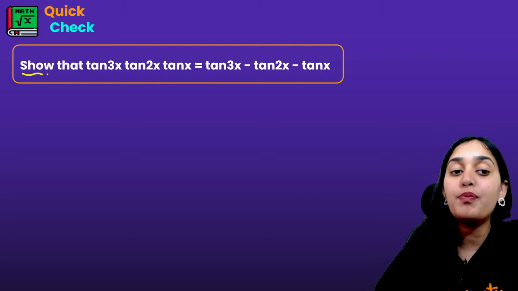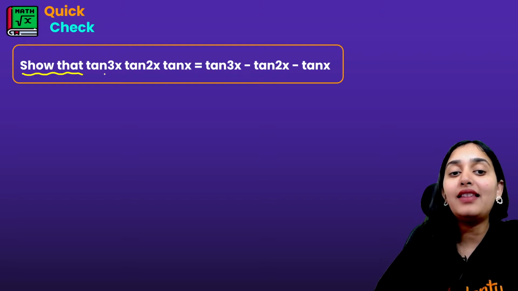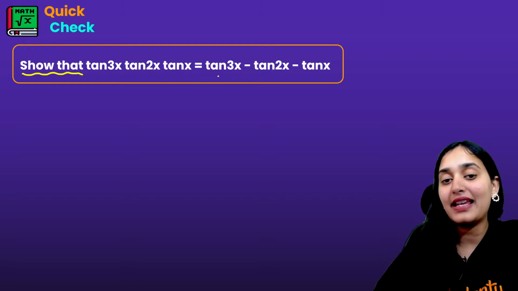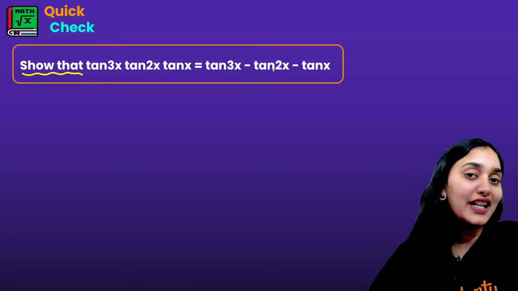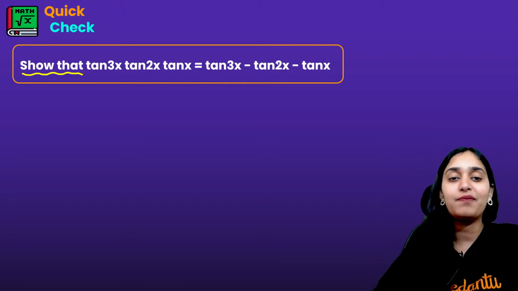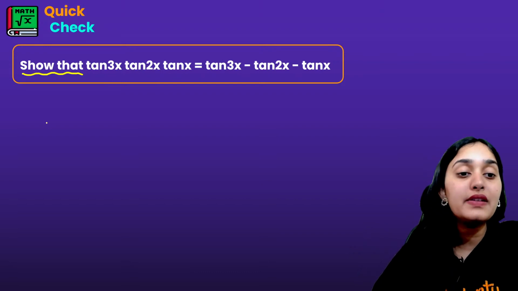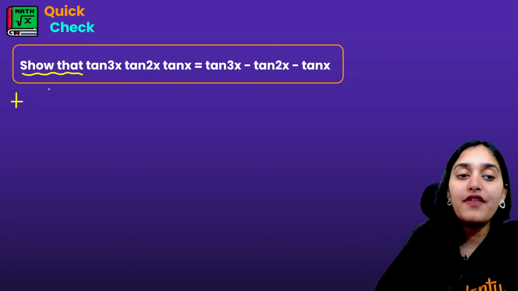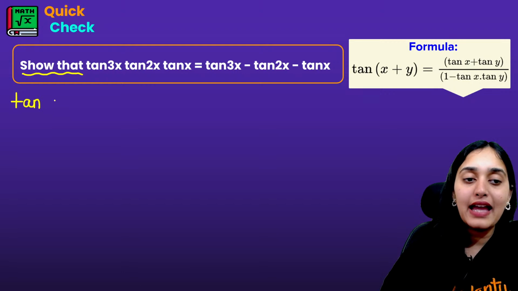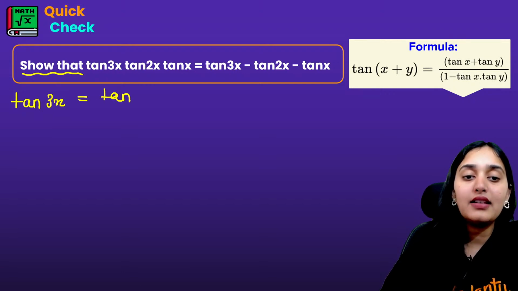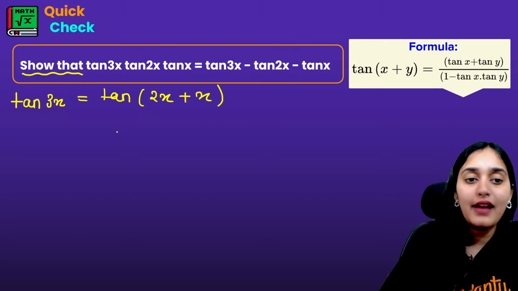Next question is very interesting. It is asking to prove that tan 3x tan 2x tan x equals tan 3x minus tan 2x minus tan x. Looks very difficult, but it is very easy. Which formula are we going to use here? We have a formula basically for tan(x + y). Now I can write tan 3x as tan(2x + x).